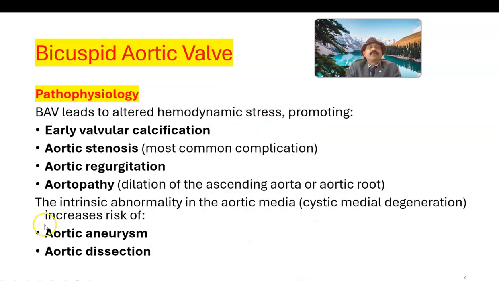Pathophysiology: bicuspid aortic valve leads to altered hemodynamic stress, promoting early valvular calcification. Aortic stenosis is the most common complication. Also aortic regurgitation and aortopathy, dilation of the ascending aorta or aortic root. The intrinsic abnormality in the aortic media with cystic medial degeneration increases the risk of aortic aneurysm and aortic dissection.